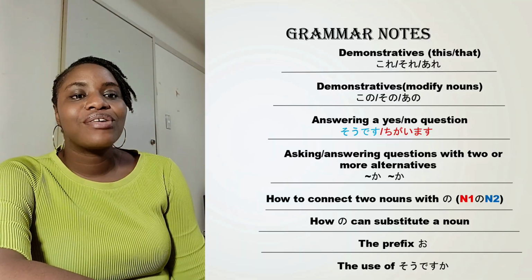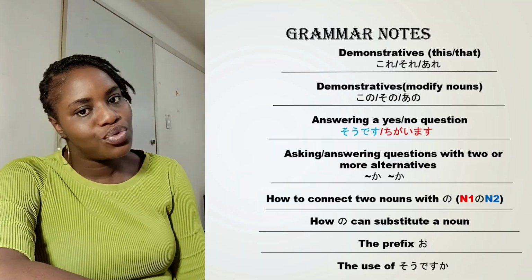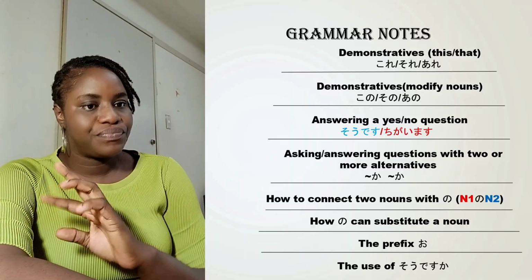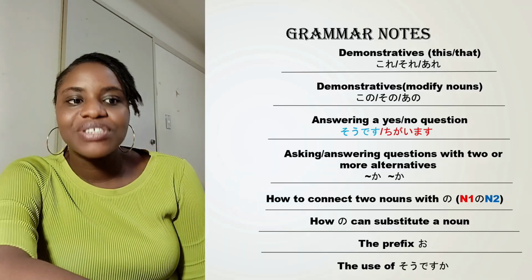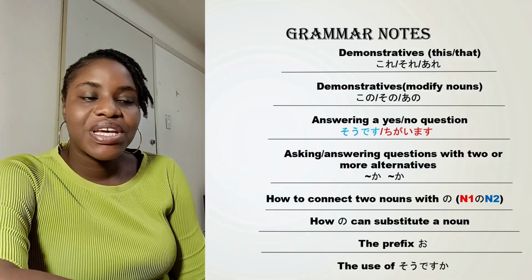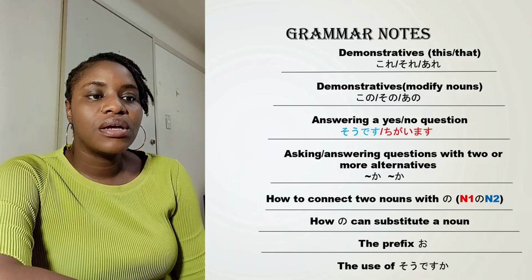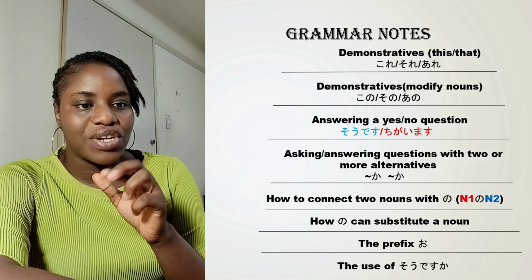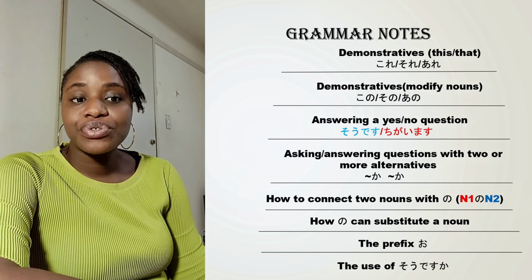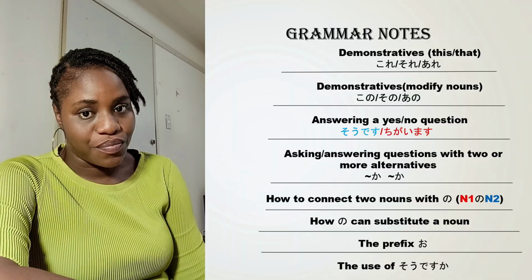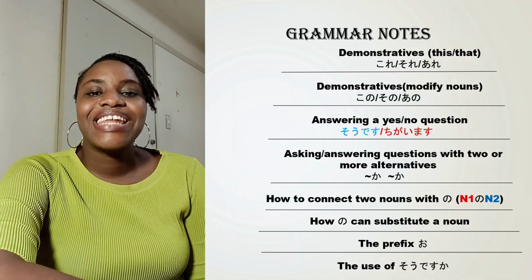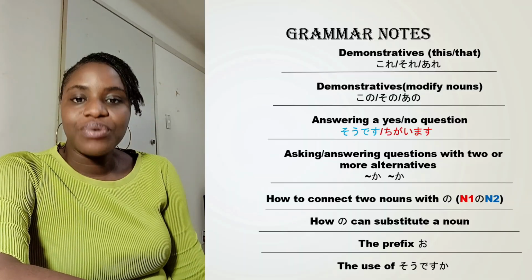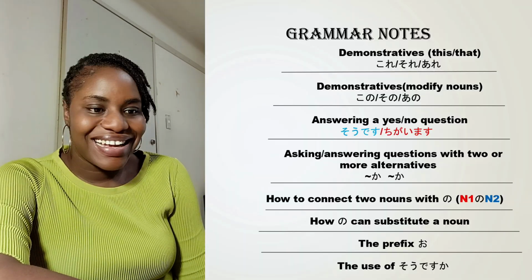The next is how to ask and answer questions that have two or more alternatives. So I'm asking you a question where you get to pick from two or more alternatives: how to ask the question and how to answer it. Then we're going to look at another use of the particle no, and this time how it connects two nouns together. Then we'll look at how no can totally substitute a noun. Then we'll look at the prefix o, and then the use of so desu ka.